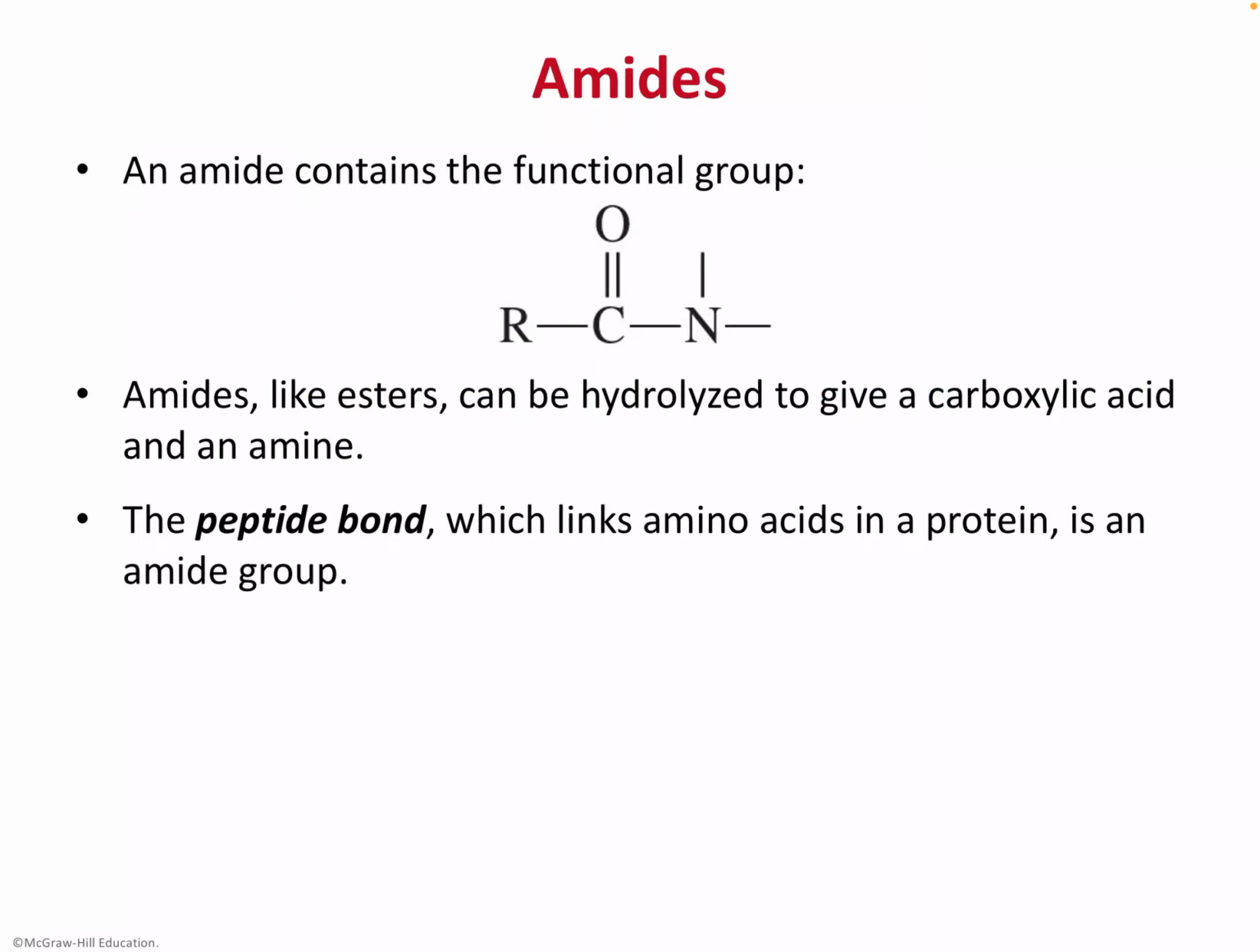And then we have amides. In the amide functional group, you have a carbonyl group and a nitrogen attached to it. Amides, like esters, can be hydrolyzed to give a carboxylic acid and an amine. You find this kind of bond, a carbonyl group and a nitrogen, in peptide bonds in proteins, which link amino acids in a protein. It is an amide group.